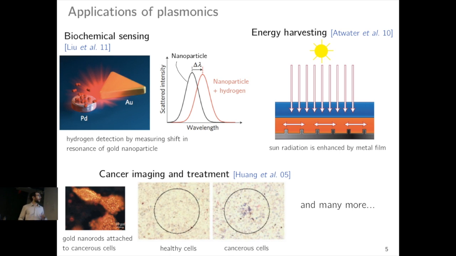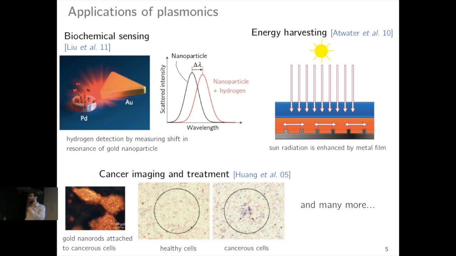For instance, they can be used as sensors, where, for instance, we want to detect the presence of toxins, chemical agents, diseases, or explosives. And we do that by attaching a metallic nanoparticle, illuminating it with an electromagnetic wave, and measuring the shift in the resonance as the presence of the agent that we want to detect. For instance, in this case, we have these hydrogen nanoparticles, and we see a shift in the resonant frequency.